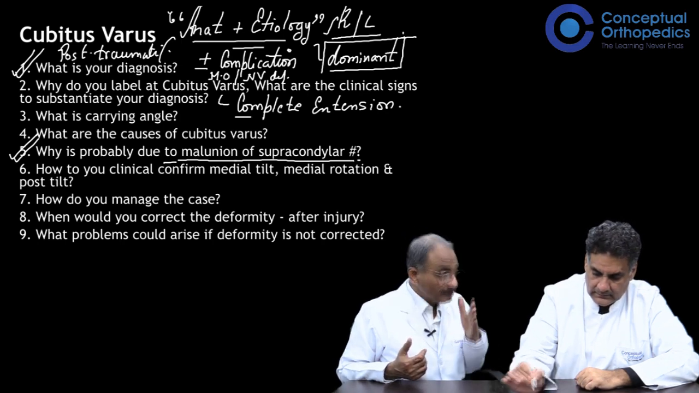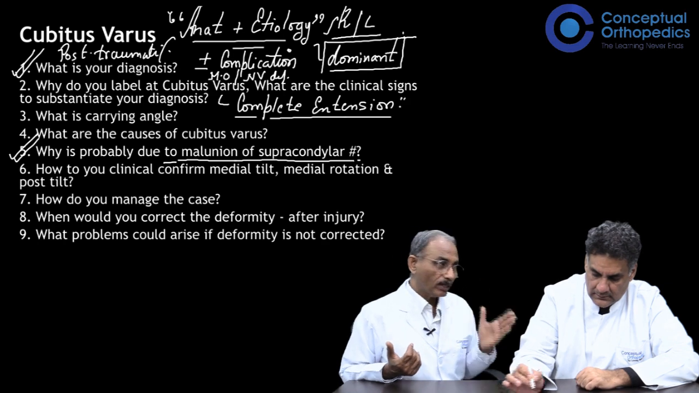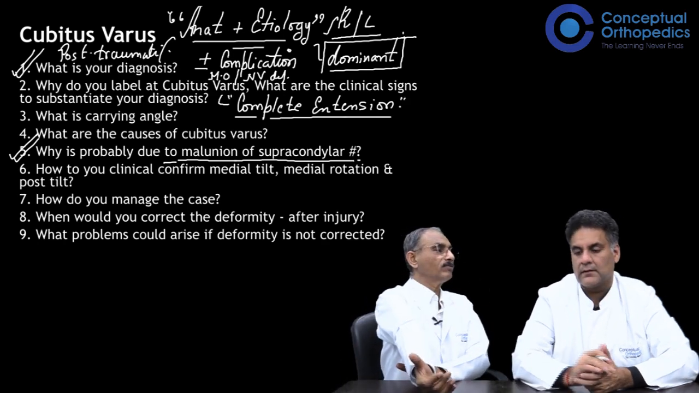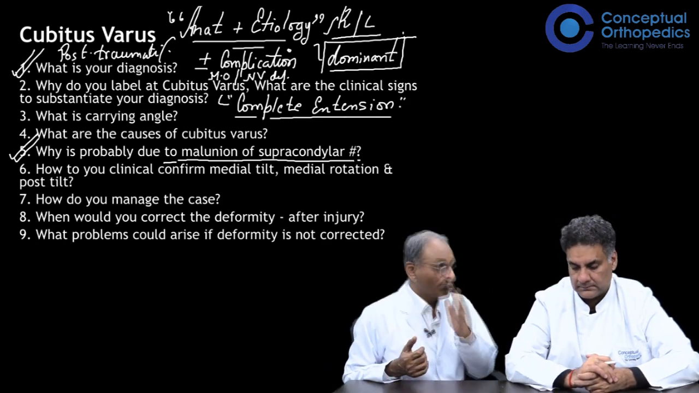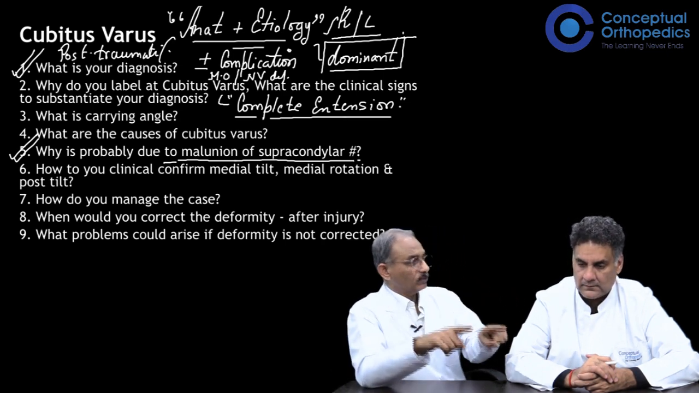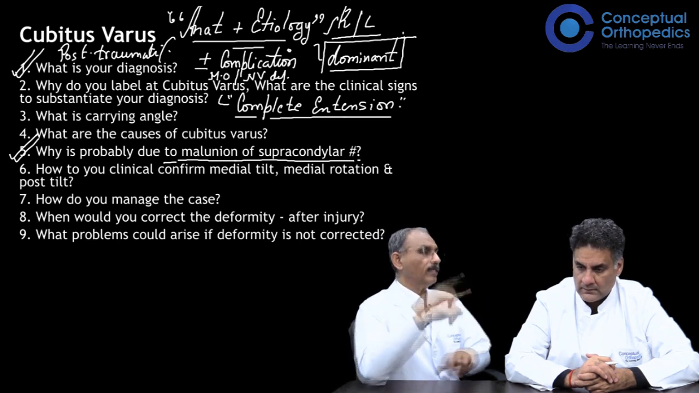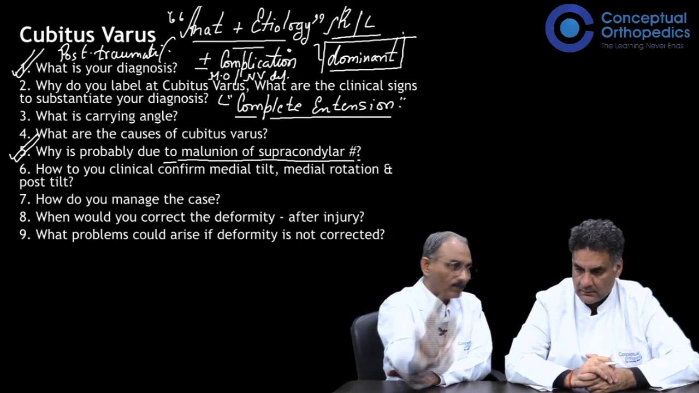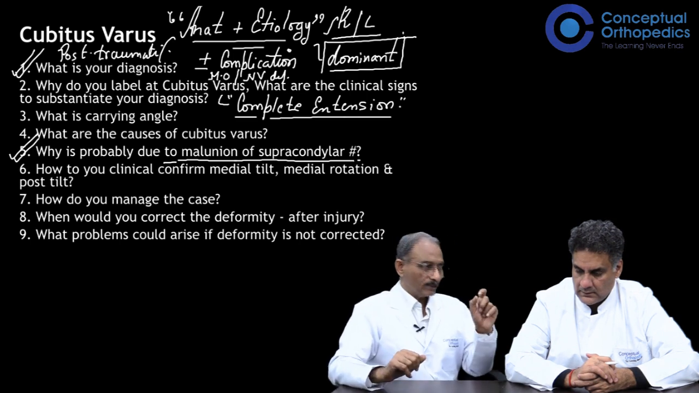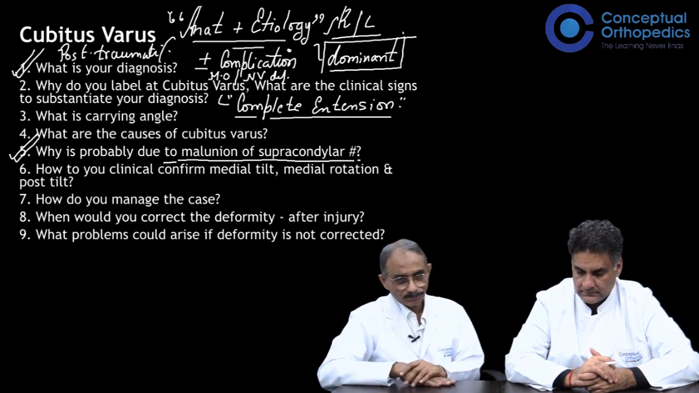You can say, sir, there seems to be a degree of valgus or varus, but I cannot comment because I cannot extend the elbow fully. Right. You cannot say that. That's true for valgus also. So either valgus or varus is labeled as varus or valgus only when the elbow can be fully extended, not otherwise. To answer your question, why do I say supracondylar fracture?